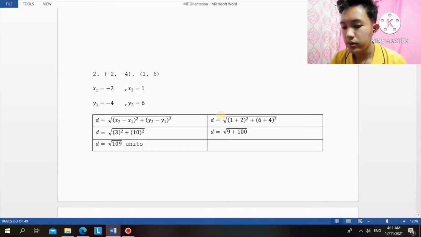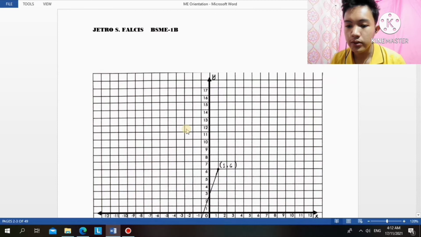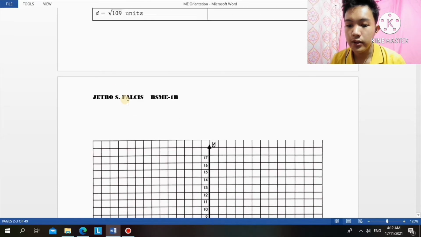So, let's substitute the values. Our equation will be d equals the square root of (1 plus 2) raised to 2 plus (6 plus 4) raised to 2. So, 1 plus 2 is equal to 3, then 6 plus 4 is equal to 10. So, 3 raised to 2 is equal to 9, and 10 raised to 2 is equal to 100. So, 9 plus 100 is equal to 109. So, the distance from (-2, -4) to (1, 6) is equal to the square root of 109 units.